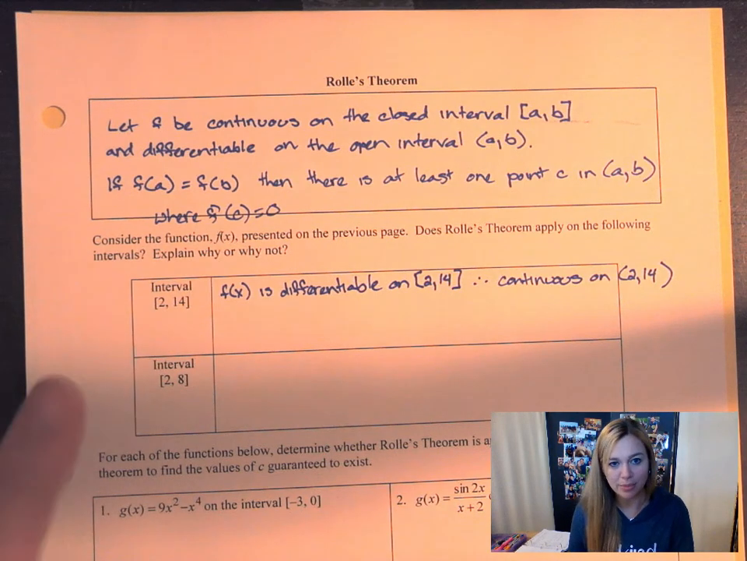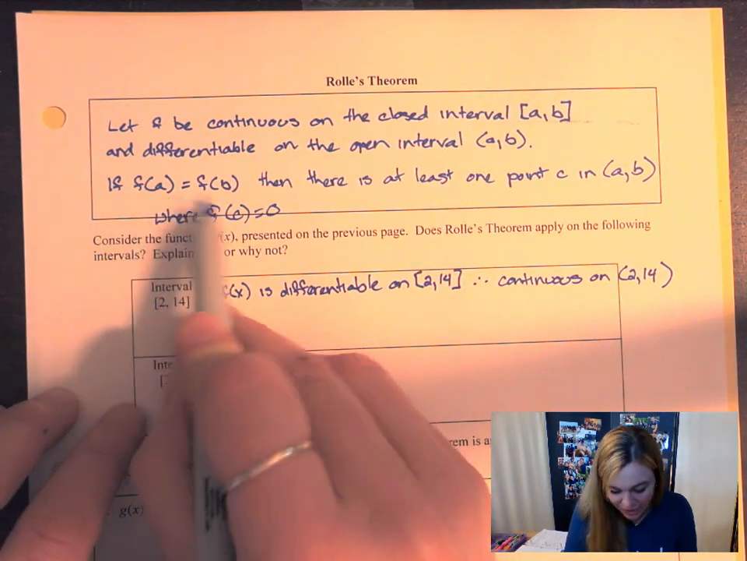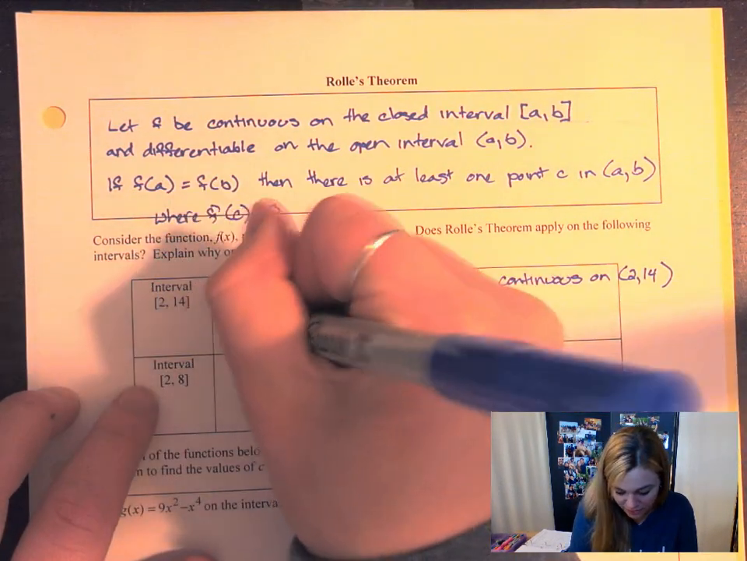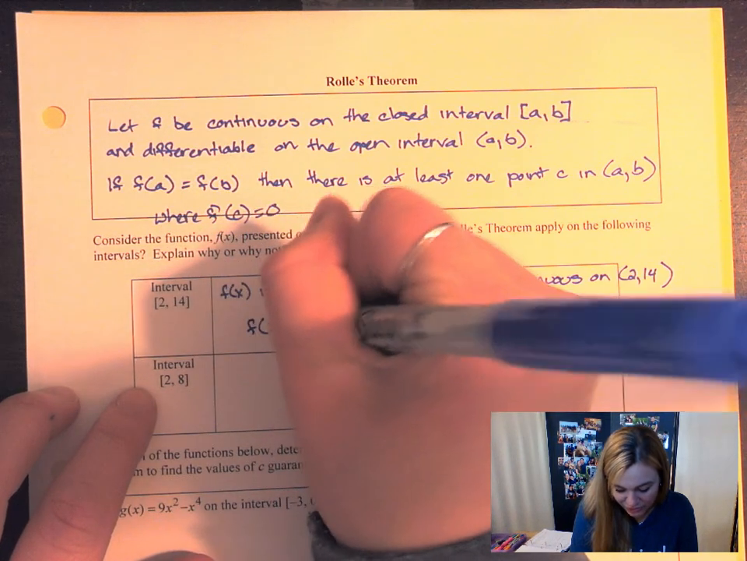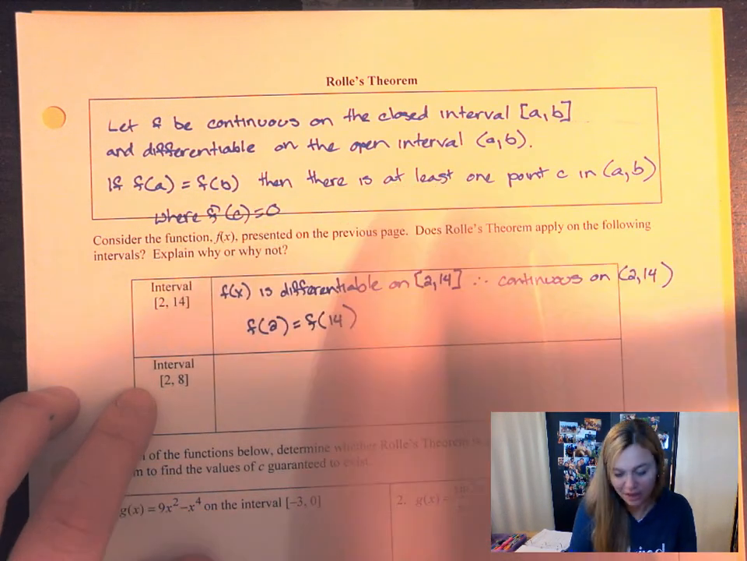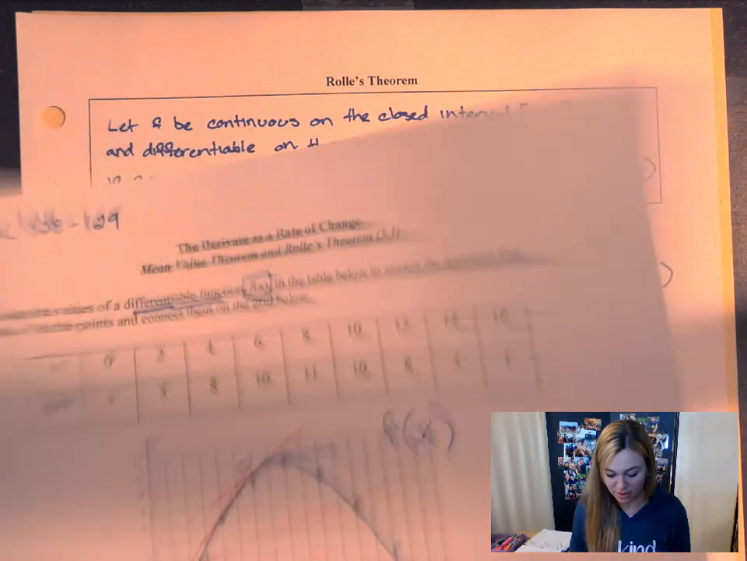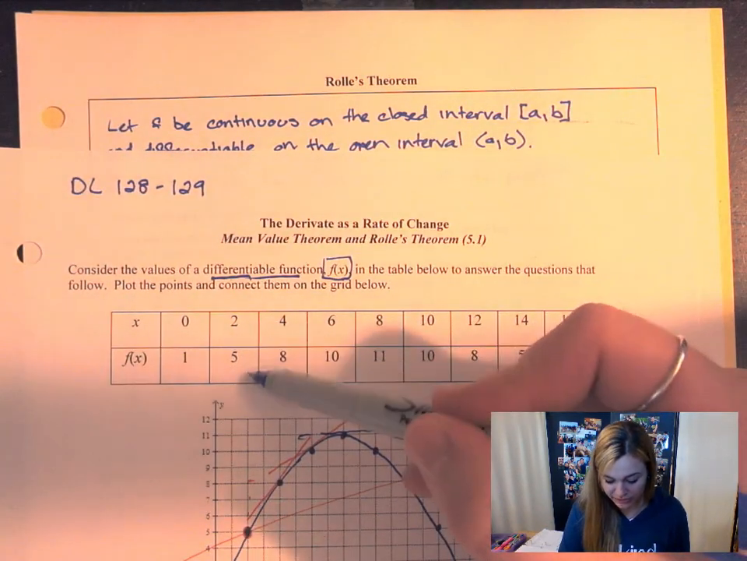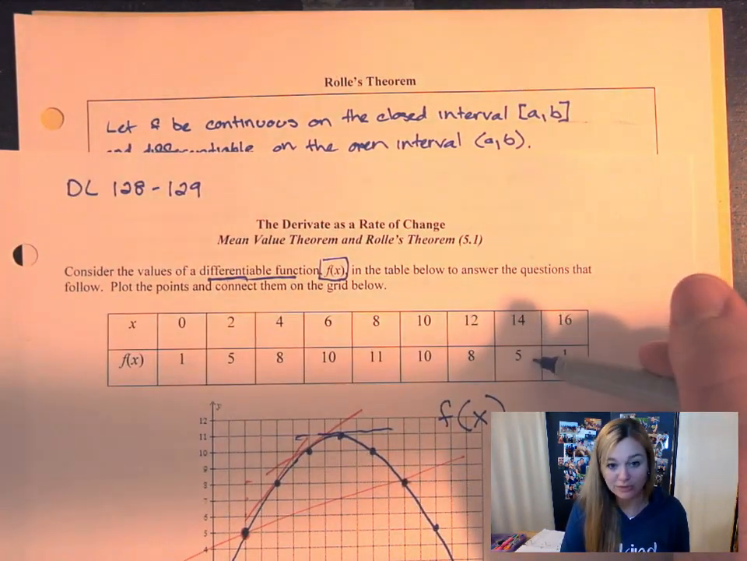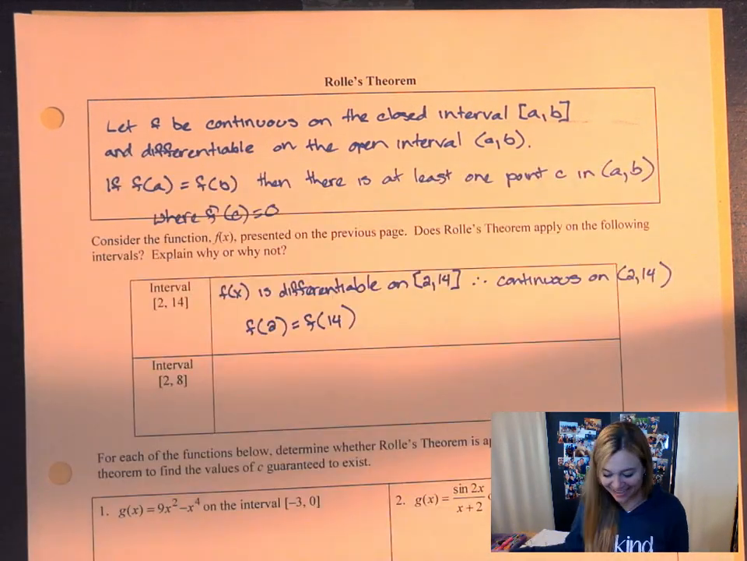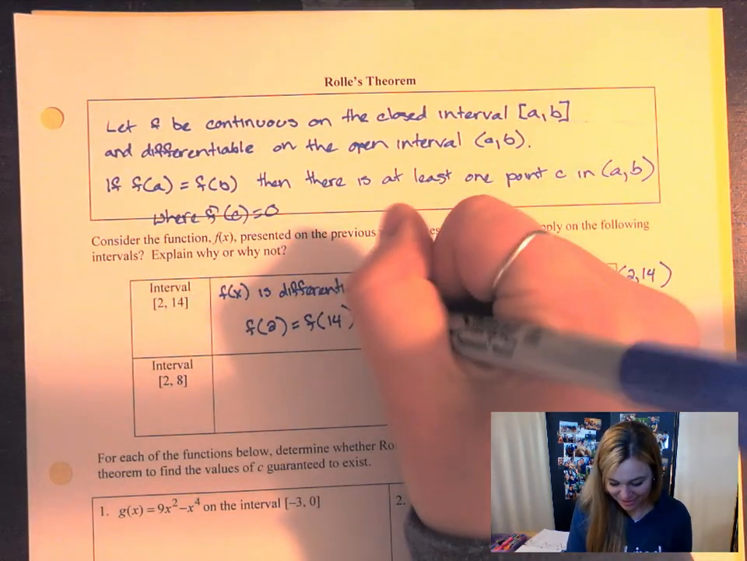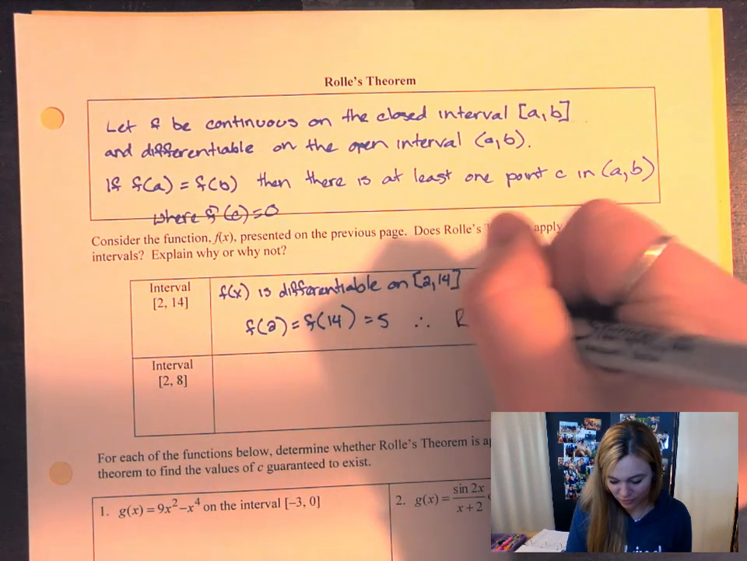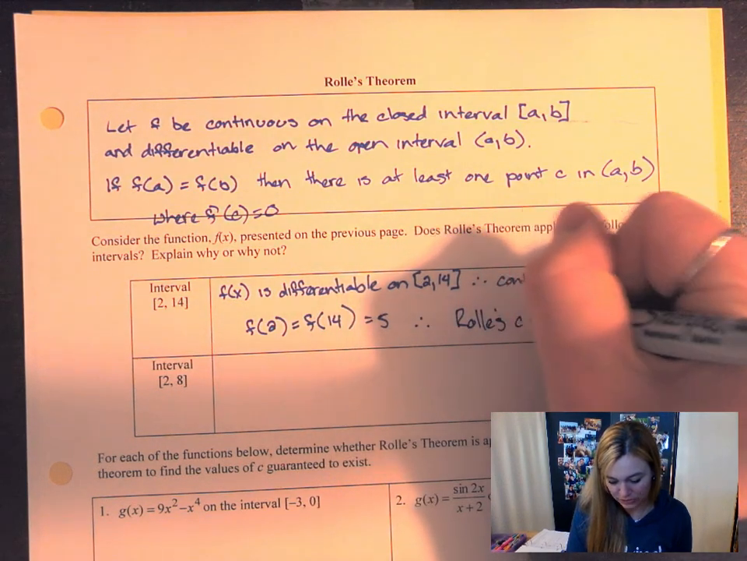Okay, so I've got that part. The next part says if f of a equals f of b. What is f of 2 and what is f of 14, and are they equal? F of 2 was 5. F of 14 was 5. Hooray! Therefore, Rolle's can be applied.